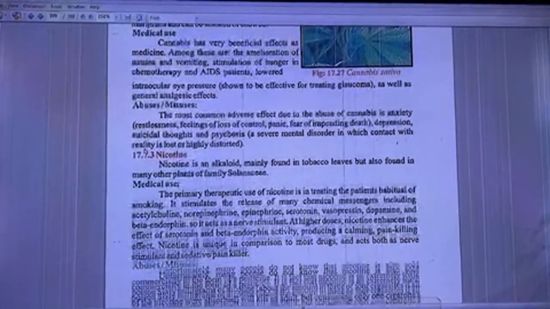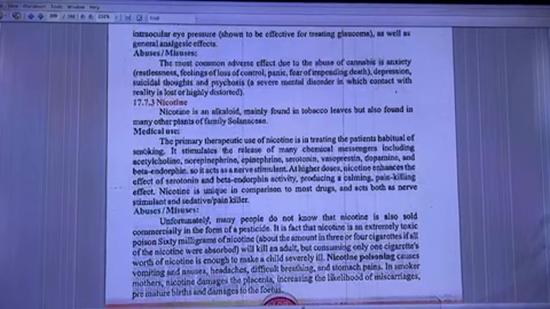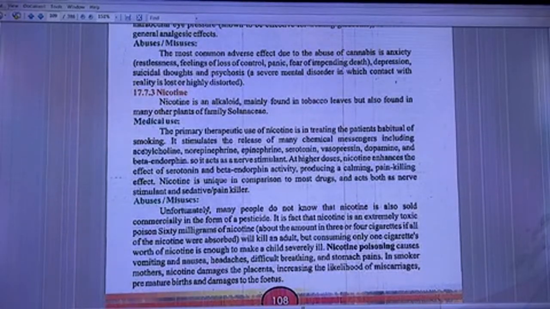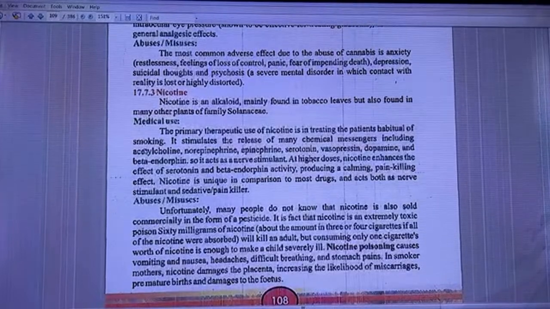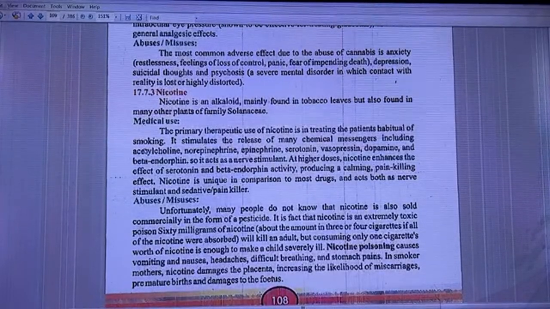Abuse, misuse. The most common adverse effect due to the abuse of cannabis is anxiety, restlessness, feeling of loss of control, panic, fear, impending death, depression, suicidal thoughts, and psychosis, severe mental disorders in which contact with reality is lost or highly distorted.